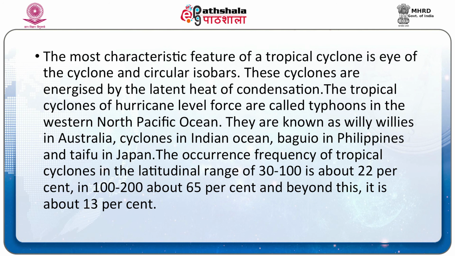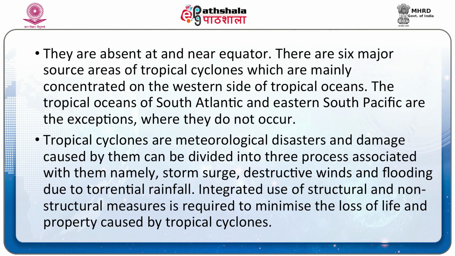The tropical cyclones of hurricane level force are called typhoons in western North Pacific Ocean. They are known as Willy Willys in Australia, cyclones in India, Baguio in Philippines and Typhoon in Japan. The occurrence frequency of tropical cyclones in the latitudinal range of 3 degree to 10 degree is about 22%. 65% occur between 10 degree to 20 degree, and beyond this about 13% is the occurrence frequency. They are absent at and near equator.